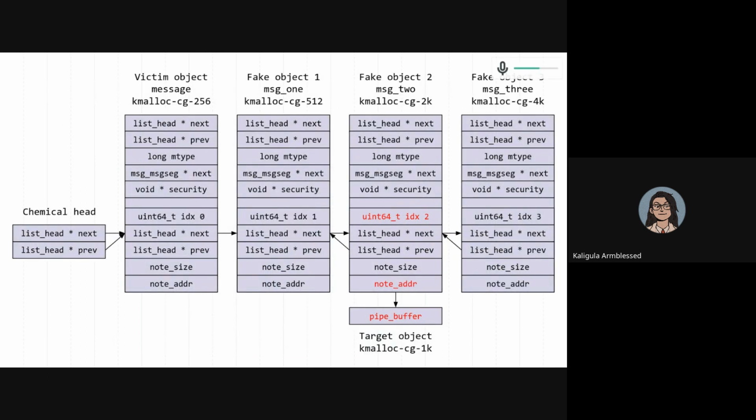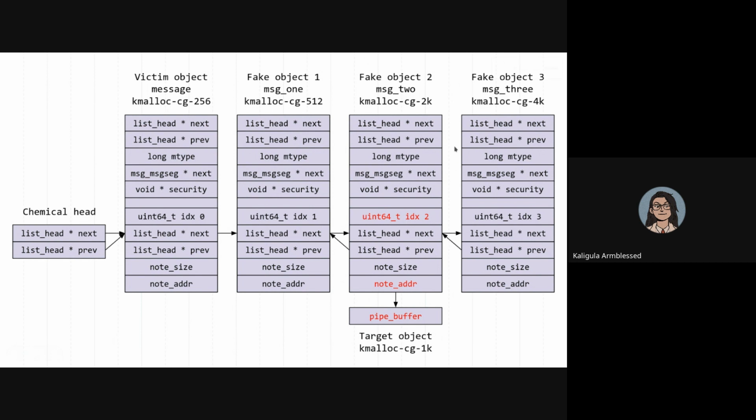So this is what we are looking to create. And basically, in all of the message objects, we have these list head objects that will chain together to form a fake linked list, which is valid. And in this case, we see that we have fake object 2. And fake object 2 is a valid object in a valid linked list, which passes all the list protection checks. So this is the object that we want to free.